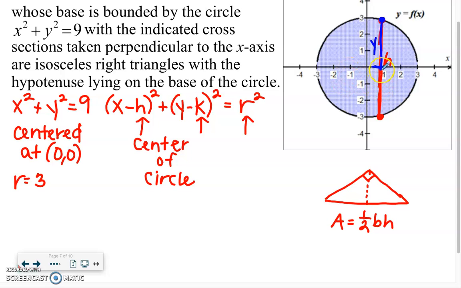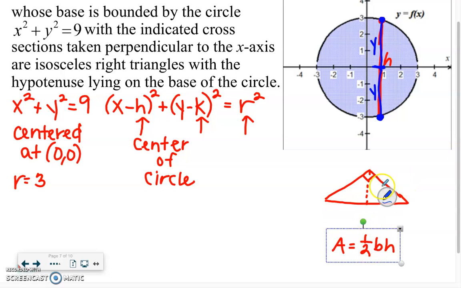And same thing goes for here. This would also be equal to the y value of the circle. So the base of this triangle, let me see if I can move this out of the way. The base of this triangle would be the y value to the middle, up here, and then another y value here. So the base all together would be equal to 2y.